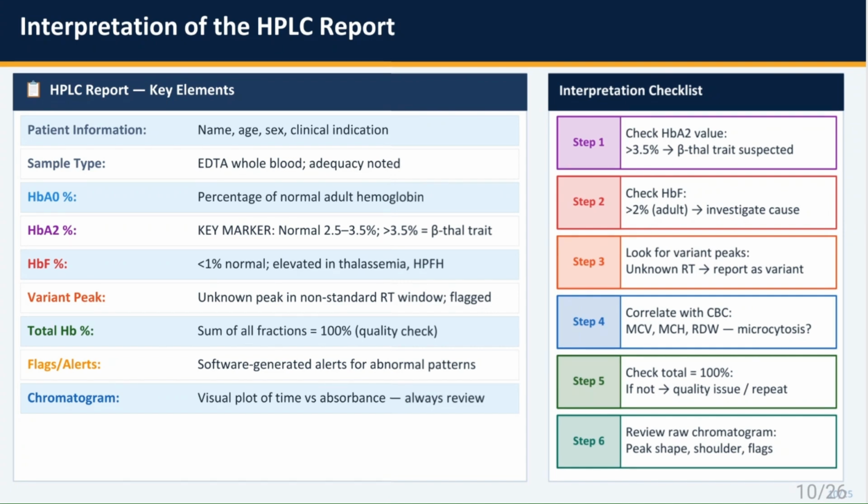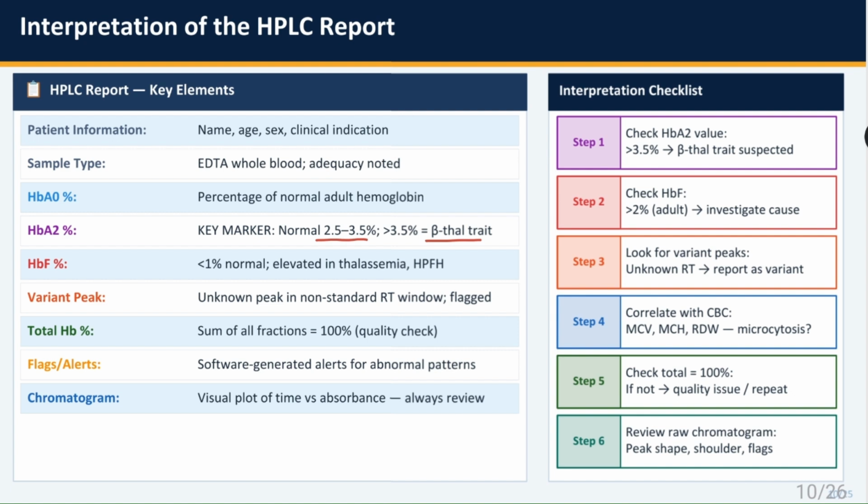In the HPLC report, there is patient information of name, age, sex, clinical indications. The sample type is mentioned like EDTA whole blood, and the adequacy of the sample should be reported. The adult hemoglobin percentage should be mentioned. HbA2 level is very much important because it should be between 2.5 to 3.5%, and if more than 3.5% is reported, then beta thalassemia trait can be suspected.